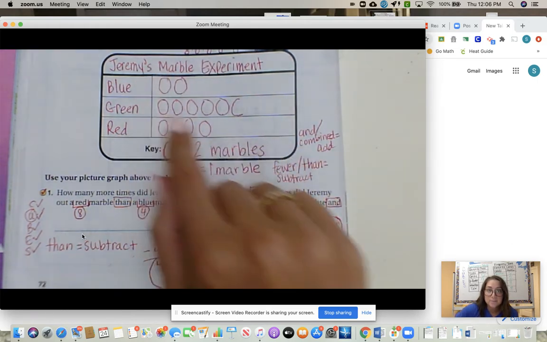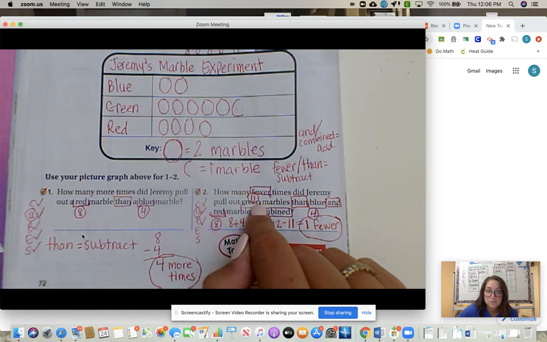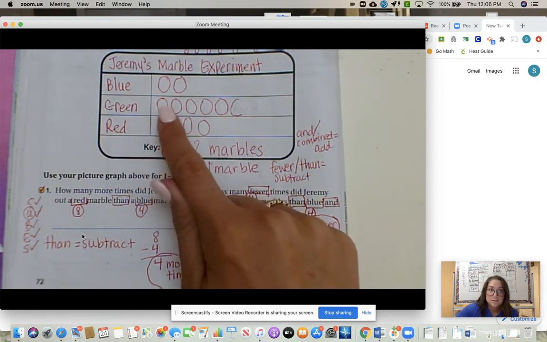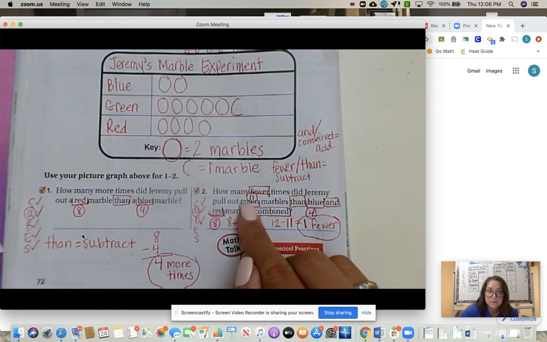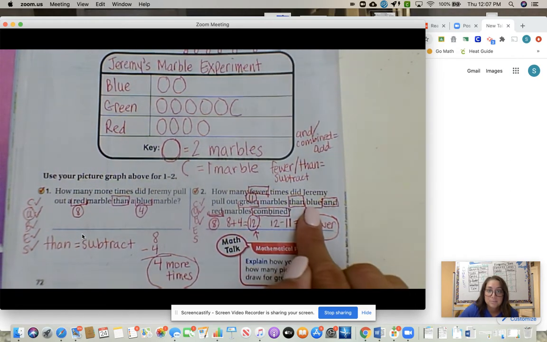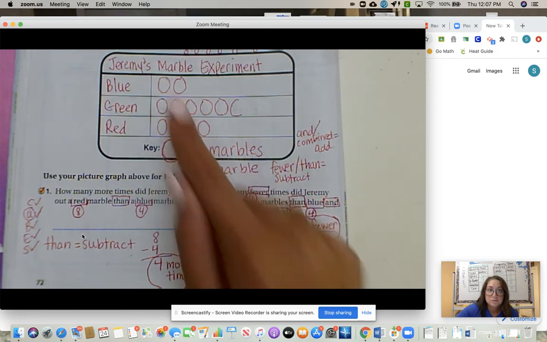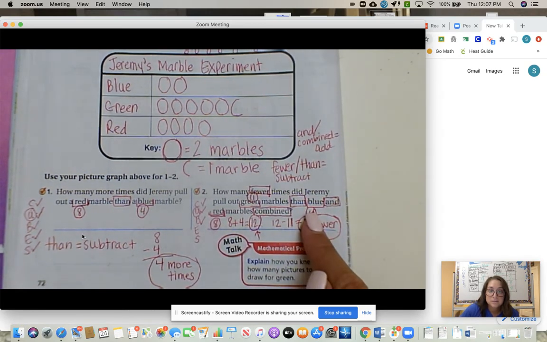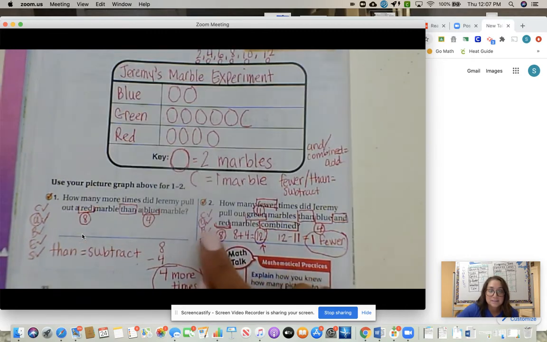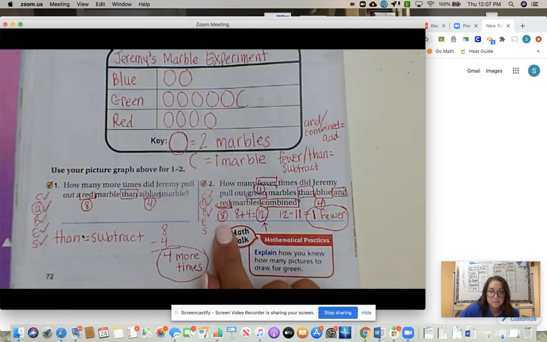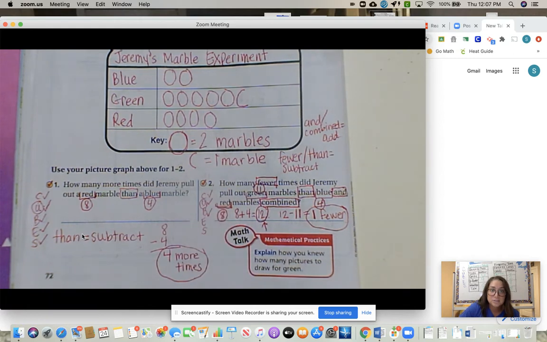So I'm going to go look at my chart. How many green marbles do I have? 2, 4, 6, 8, 10 plus 1, 11. So I wrote 11 and I circled it. Blue, okay, 2, 4, wrote 4 and I circled. Red, 2, 4, 6, 8. Wrote 8 and I circled it. All right, I found my key numbers, check it off.